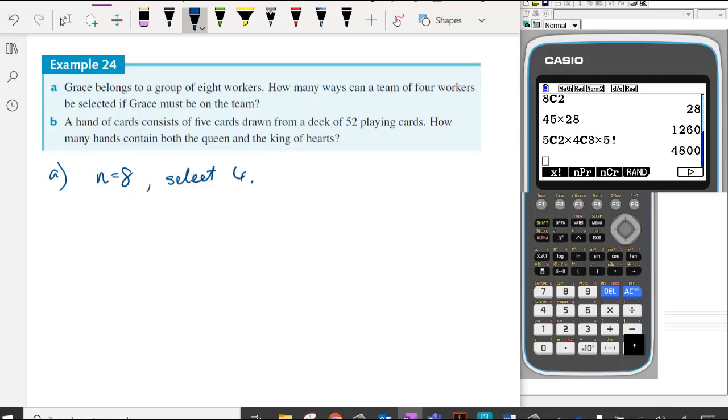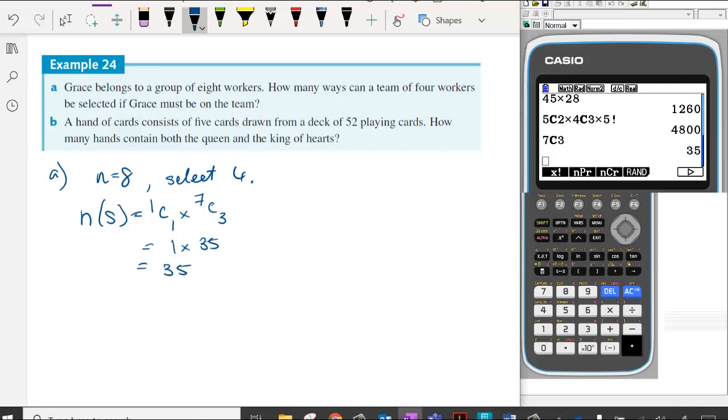So this is a selection where we have a specified inclusion. So the number of selections will be 1C1, and that's Grace. And we're multiplying by, there's 7 people left for 3 positions, so 7C3. So that means we've got 1 multiplied by 7C3, which is 35. So that means there's 35 possible ways that Grace can be on the team.